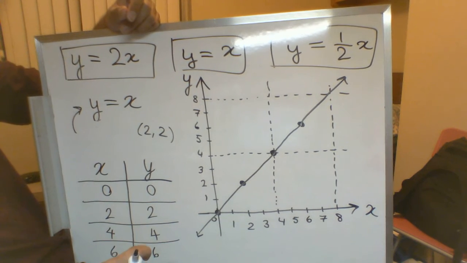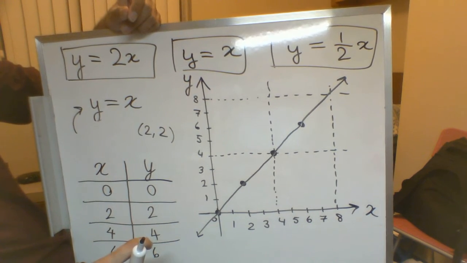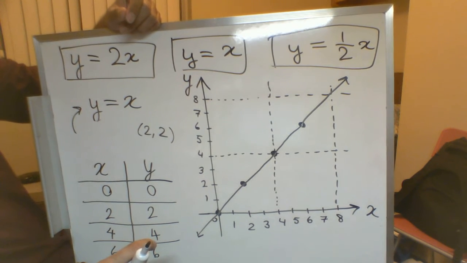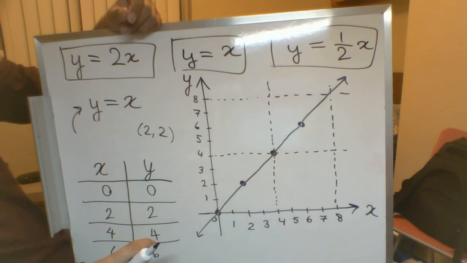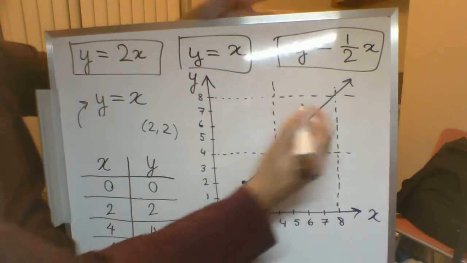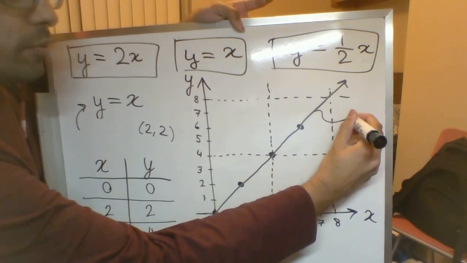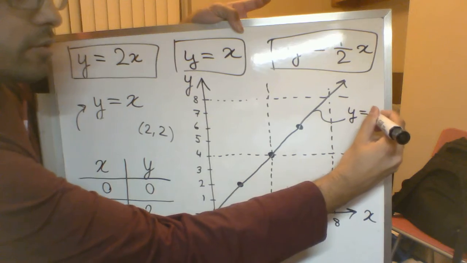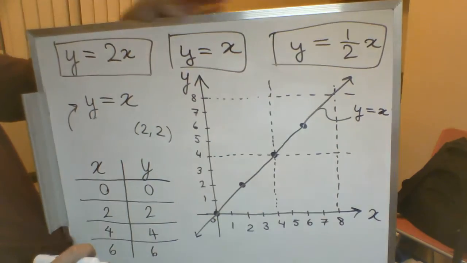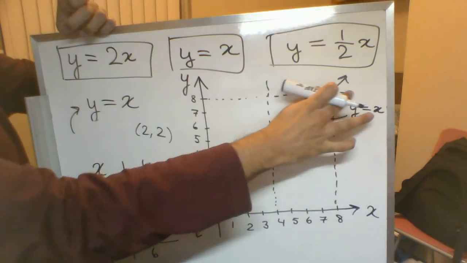I would label the equation, but I don't know where. Yeah, whatever. I'll just do a little wavy thing, and we'll say y equals x right there. Brilliant. Okay.